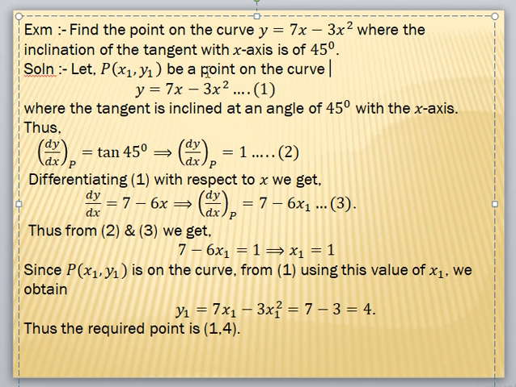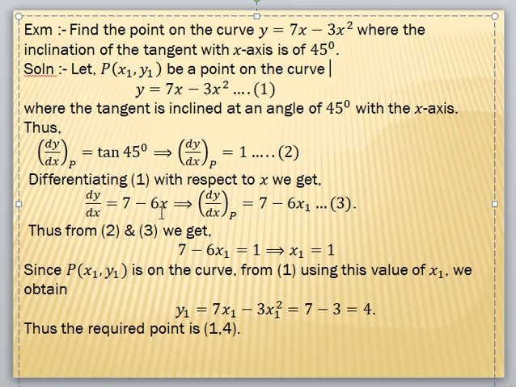It is given that the tangent at the point we have to find is inclined at an angle of 45 degrees with the x-axis. So our psi is 45 degrees. Now we find dy/dx for this curve, y equals 7x minus 3x squared. So dy/dx is 7 minus 6x.